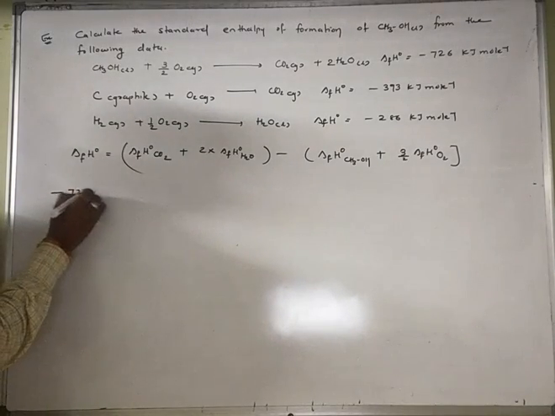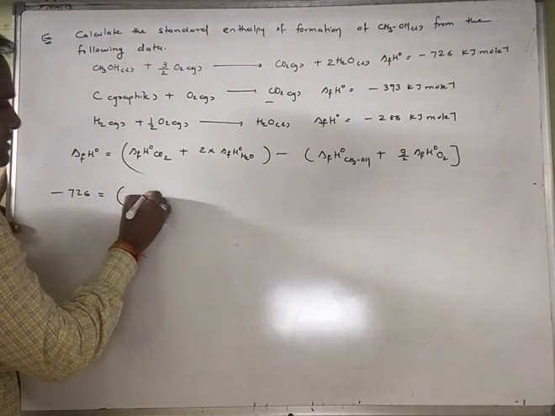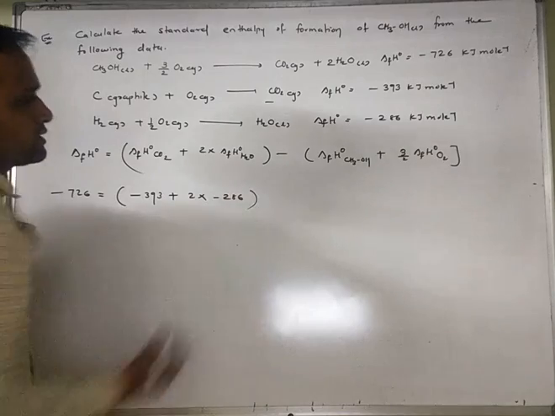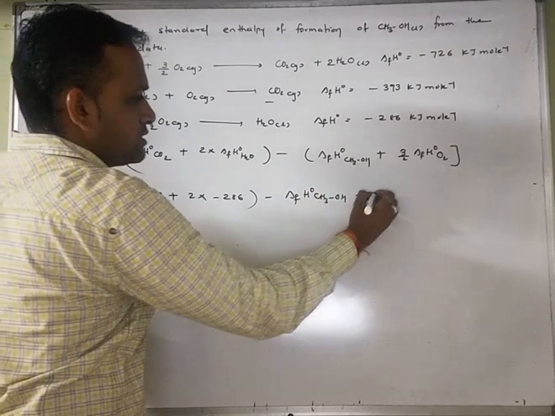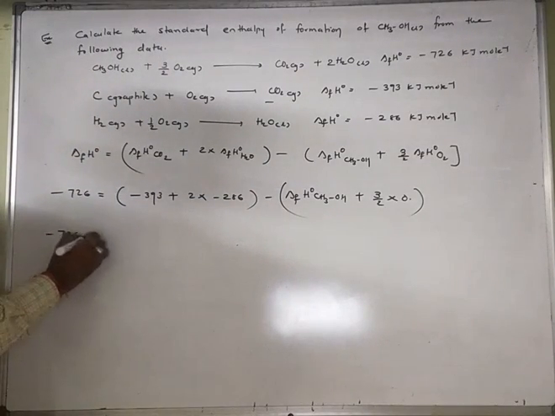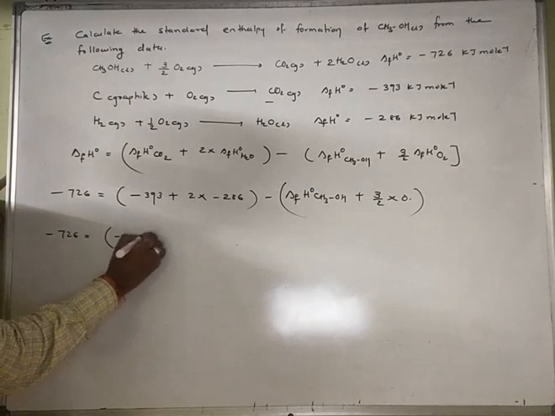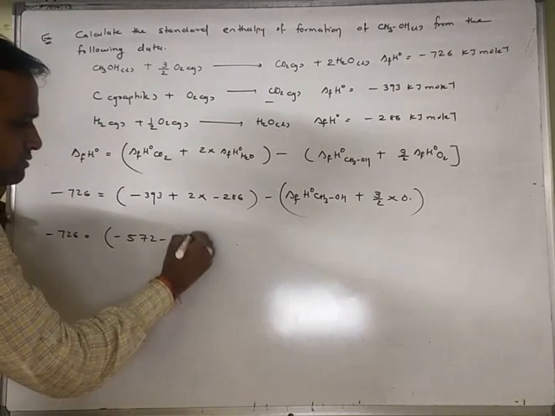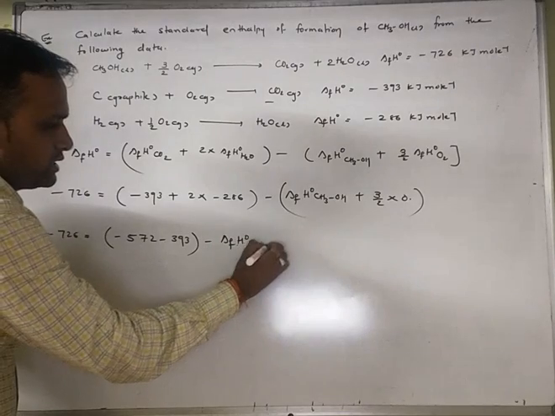चलो इसकी वैल्यू कितनी है? तो -726, that is equal to, कार्बन डाइऑक्साइड की कितनी है? तो -393 plus 2 into वाटर की -286 एंड minus delta FH0 CH3OH plus 3/2 into 0. Understand? पुट यहाँ पे 726 एंड that is equal to minus, ये क्या आएगा? -572, राइट? -393 एंड फिर minus delta FH0 CH3OH.